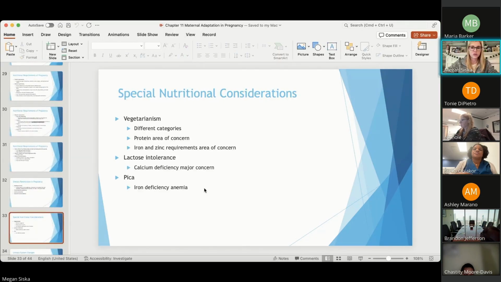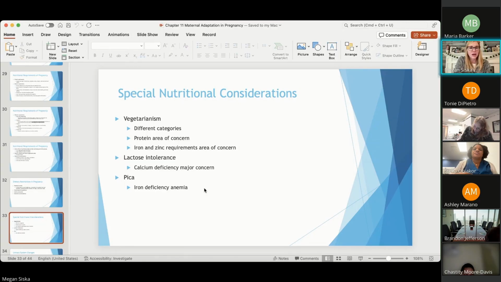Some special considerations: you're going to encounter patients that may have different dietary restrictions, so things like vegetarians or vegans. If a patient is vegan, then we would usually have them meet with a dietitian, and maybe even a vegetarian, just to make sure that they are still getting their required nutrients, specifically protein and iron. If you're lactose intolerant, as far as calcium, there are lots of calcium supplements that are just fine.